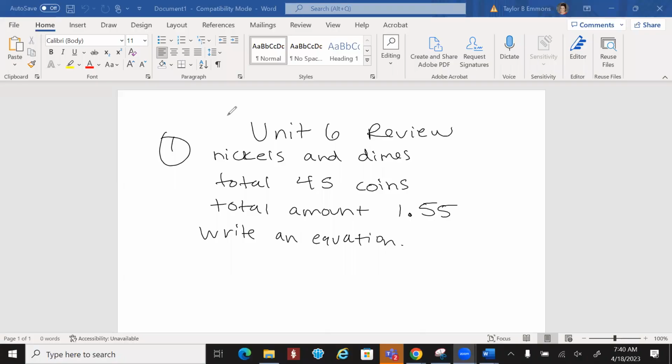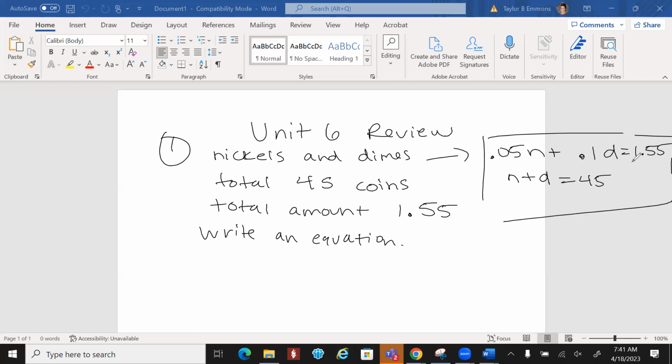So how much is a nickel? Like, how many cents? 5 cents. How much is a dime? 10 cents, right? So we're going to represent N for nickels and D for dimes. So we have 0.05 N plus 0.1 D. And how much money do we have in total? $1.55. Now, when we add together the nickels and dimes, we're going to have N plus D equals 45.